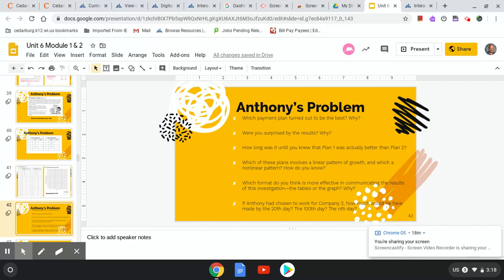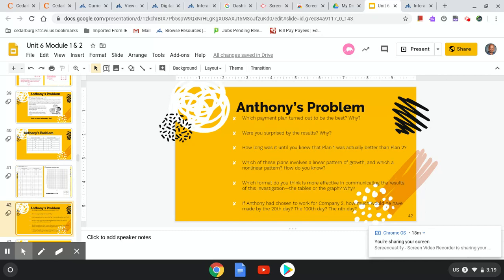So which one of these patterns showed linear growth, right? Linear growth was constant growth, right? He did grow. He got more money, but there was one plan that grew the same amount each time. And which time was that?